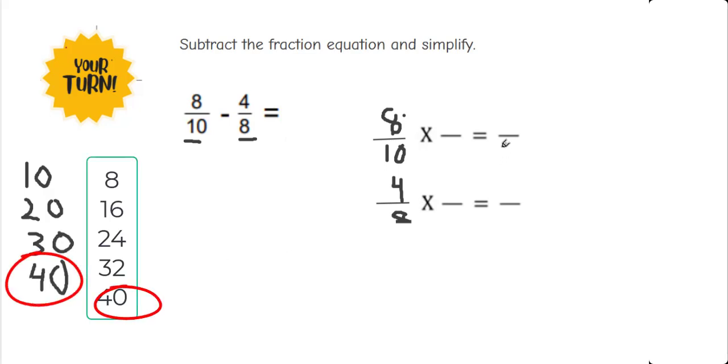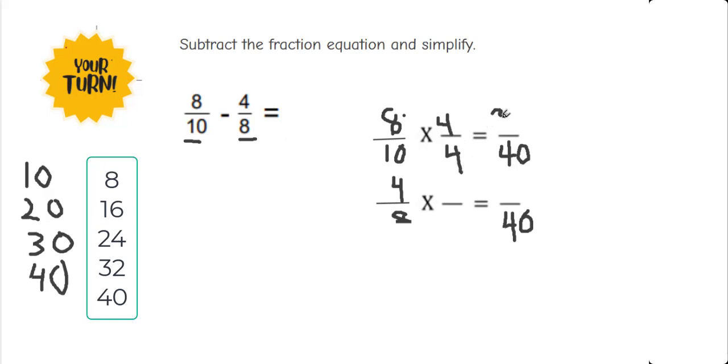So we're going to use 40 as our least common multiple, common denominator for both of these. 10 times 4 is 40. 8 times 4 is 32. 8 times 5 is 40. And 4 times 5 is 20. Those are big numbers that we're working with. So 8/10 becomes 32 over 40. And then our 4/8 becomes 20 over 40.